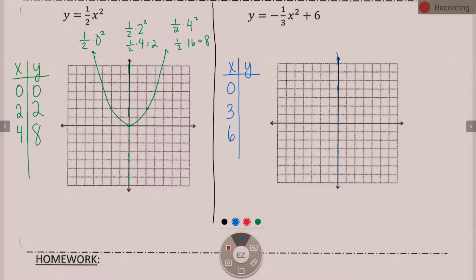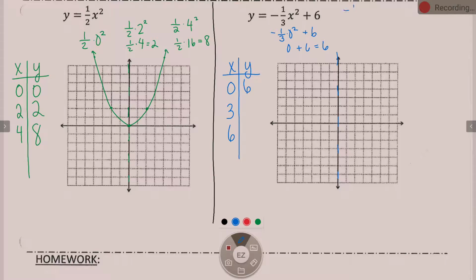Okay, let's put in 0. Well, that's just going to be 0. The whole thing is 0? Well, I don't know, it's plus 6. It's going to be 6 then. Right? 0 squared is 0, times a negative third is still 0, but 0 plus 6 is 6. Okay?